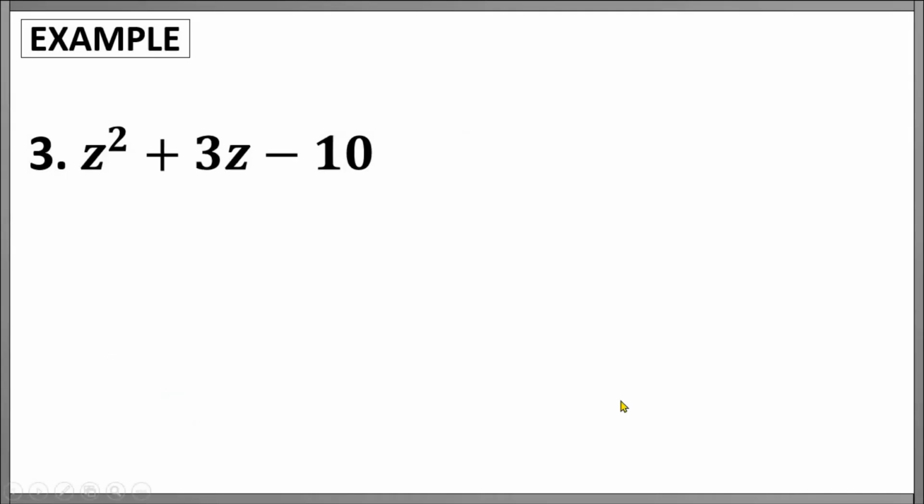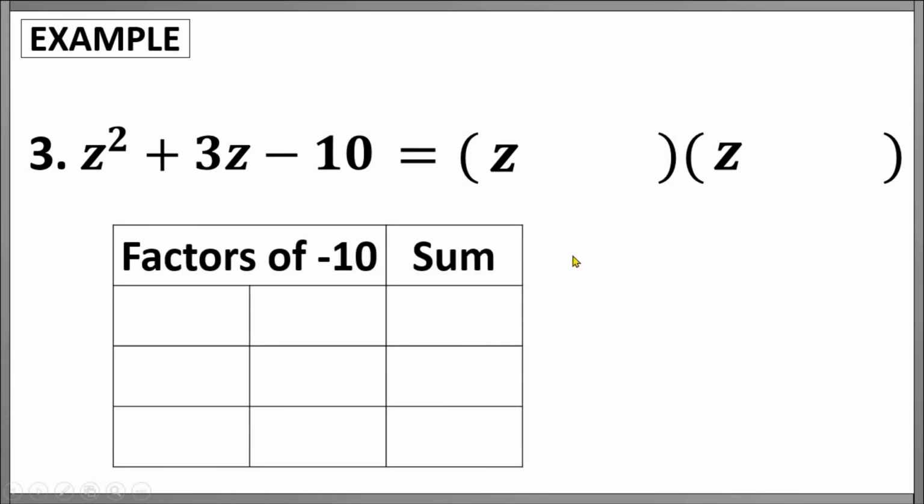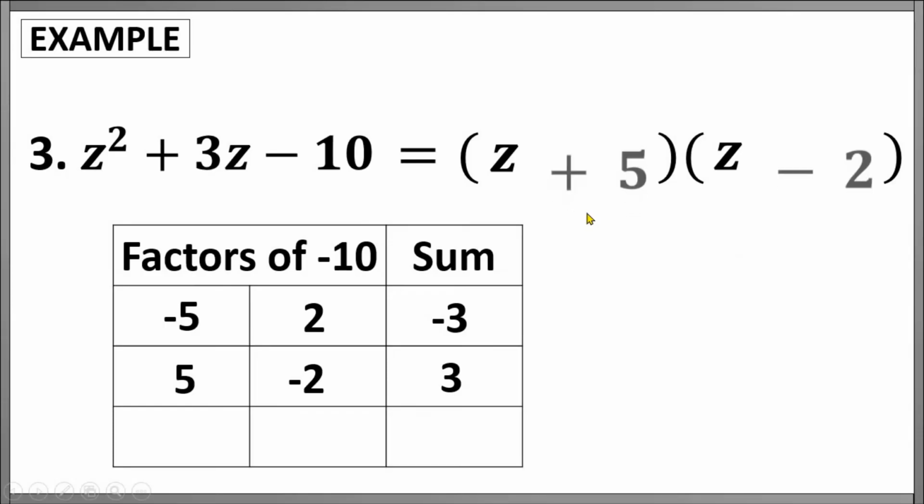For our third example, z squared plus 3z minus 10, set up two binomial factors, write z and z for the first term. For the second term of these binomials, we will consider pairs of factors of negative 10 whose sum is positive 3. Let's try negative 5 and 2. The sum is negative 3. We need a positive 3. So therefore, we will interchange the signs of these factors. 5 and negative 2, the sum now is positive 3. So therefore, we will write plus 5 and minus 2 for our binomial factors. Since we already got the coefficient of the middle term, which is positive 3, using 5 and negative 2, we don't need to try other pairs of factors for negative 10.